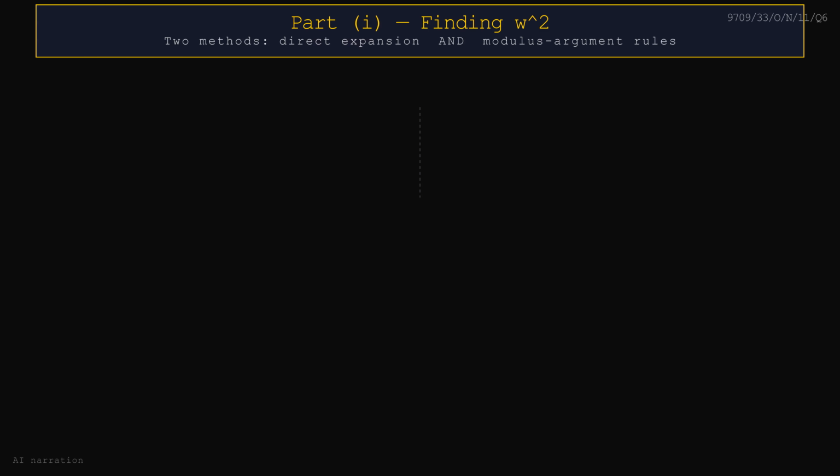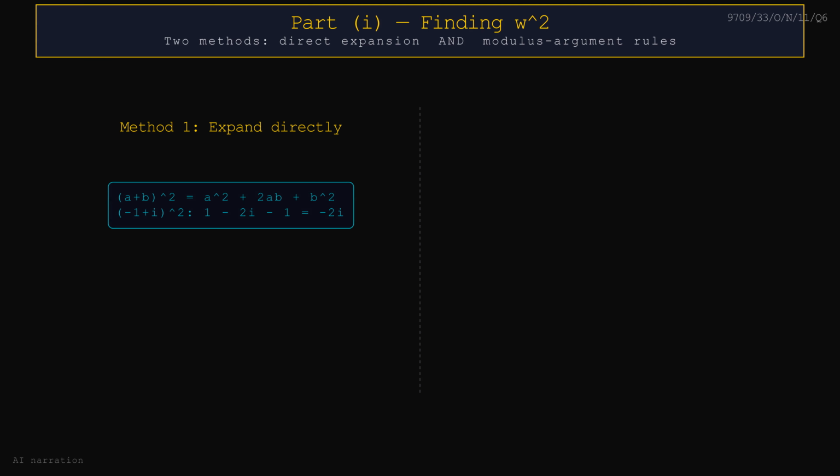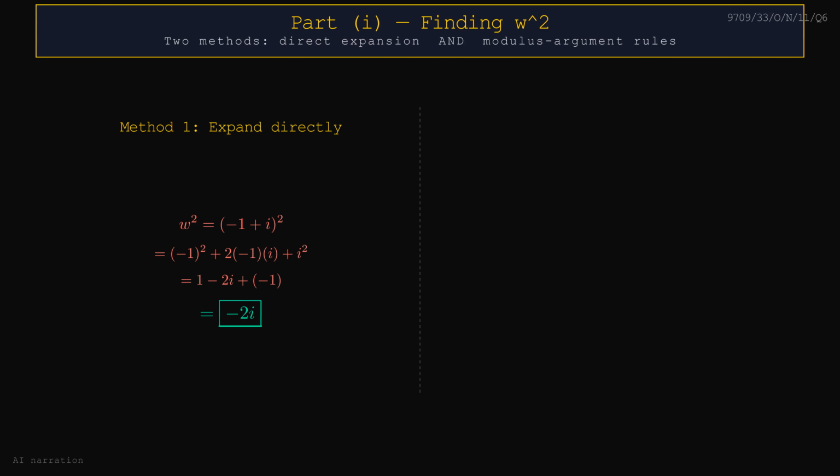Finding W squared, we use direct expansion on the left and modulus-argument rules on the right. Column divider. Method 1. Expand (-1 plus i) squared directly. Use the binomial square: 1 minus 2i minus 1 gives -2i. Expand step by step, W squared equals -2i.